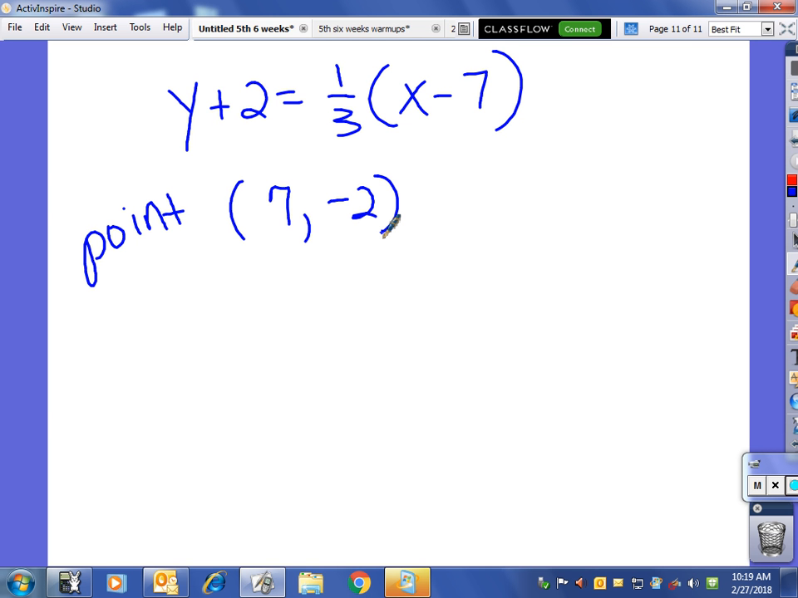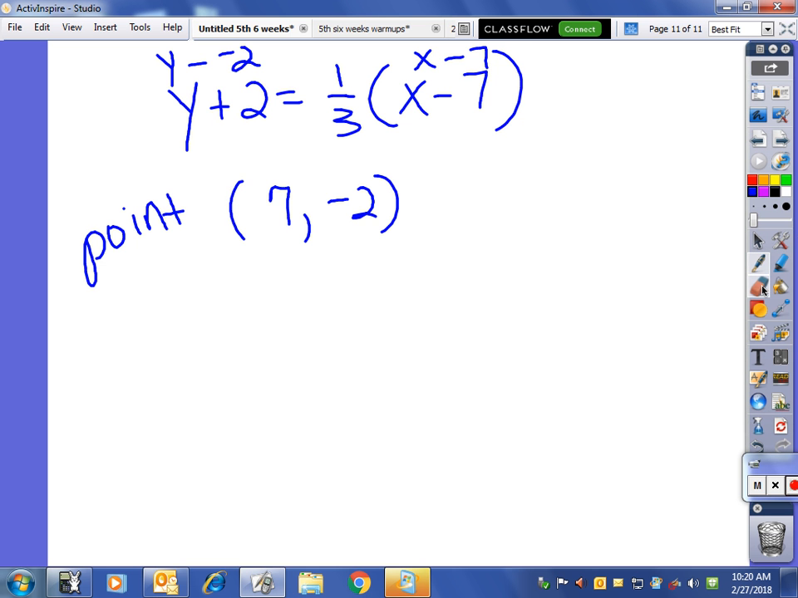Because remember, it's y minus y. Well, if it turned into y plus 2, then it had to be y minus -2. That's why it became y plus 2. And over here, it was x minus 7. So 7 had to be my x value. Yeah, I might do that to you. Let's do another one.